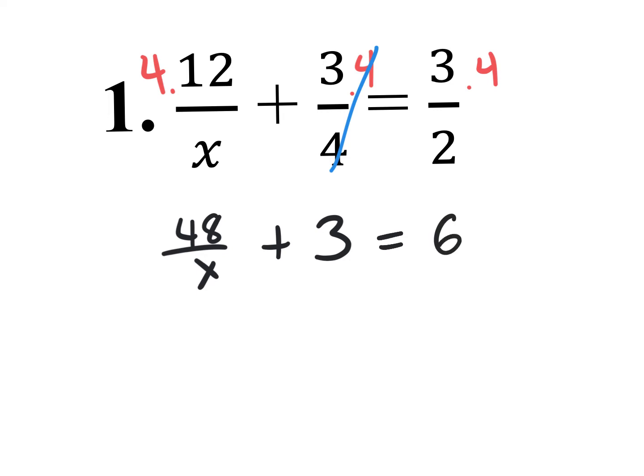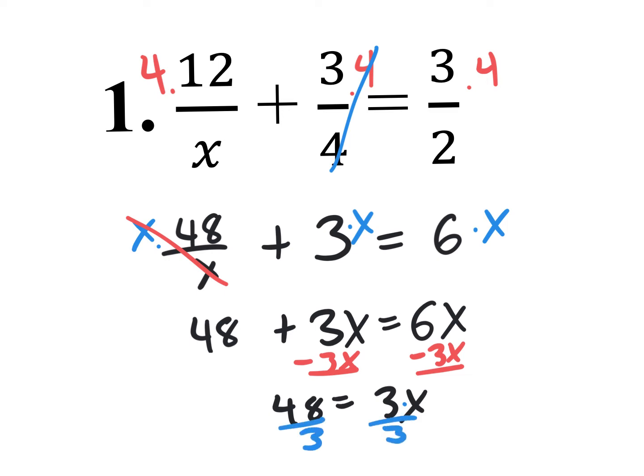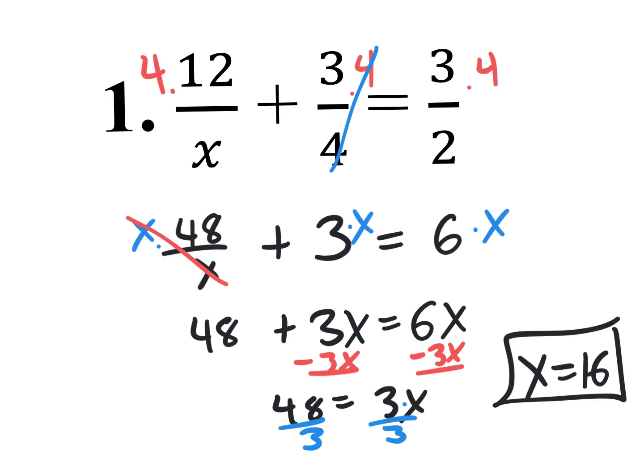So I didn't even think about an LCD, and I luckily canceled out 2 fractions. All we need to do is cancel one more fraction out. So what do I multiply everything by? x. The x cancels, we end up with 48 plus 3x equals 6x. How do I solve this? Subtract 3x, move it to the right. I will end up with 48 equaling 3x. Final step is to divide by 3, giving you the answer, x equals 16.